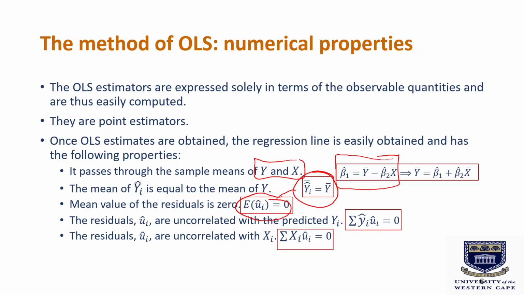The fourth property is that the residuals are uncorrelated with the predicted y values. And the fifth property states that the residuals are uncorrelated with the independent variable. We'll not bother to derive these last two properties at this stage.